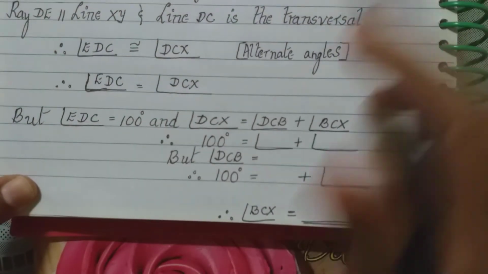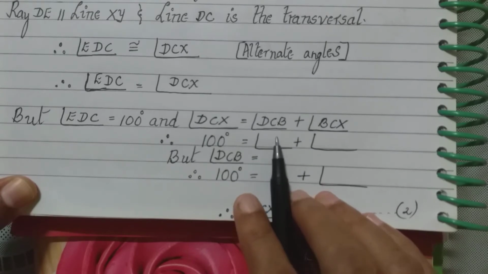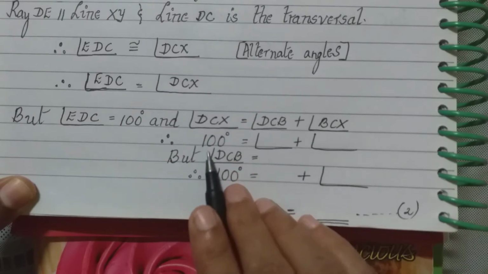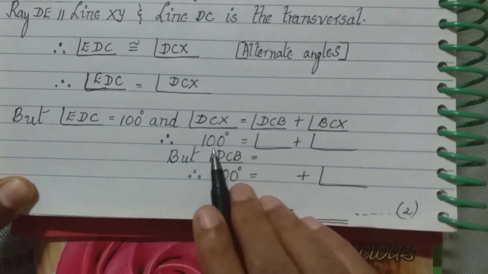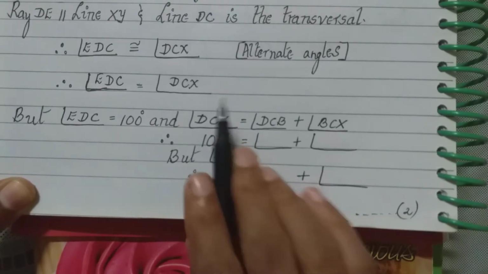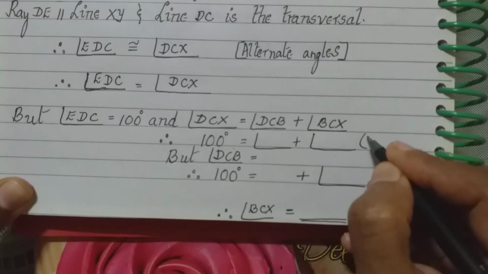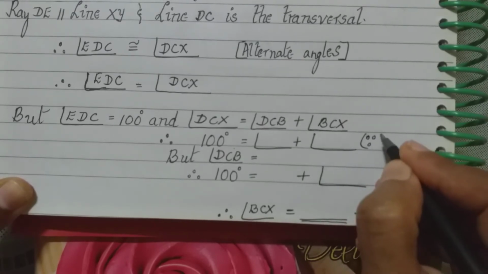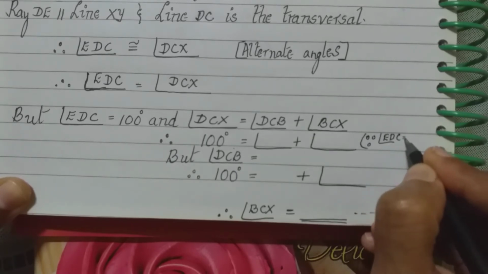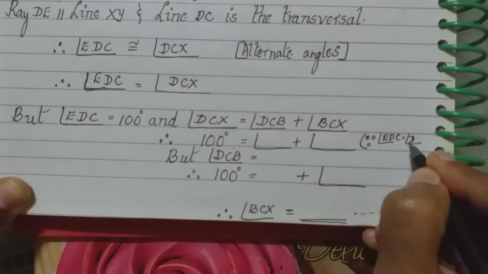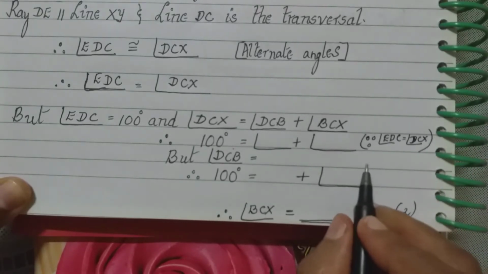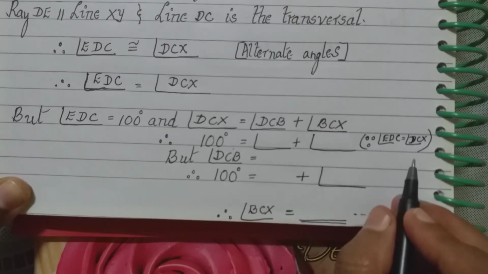So I have written here angle DCX is equal to angle DCB plus angle BCX. Now I have written angle DCX as 100 degrees. How did I get it? Because angle EDC is equal to angle DCX. I'll write the reason here. Whenever we write something, we must write from where we get it. Because angle EDC is equal to angle DCX.